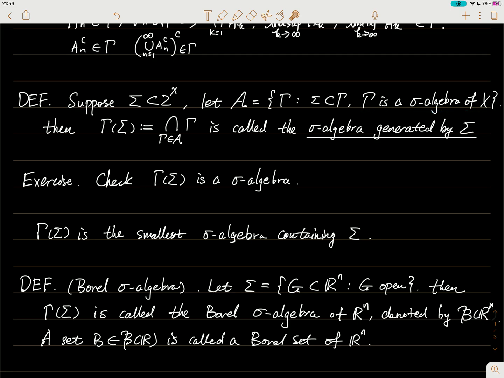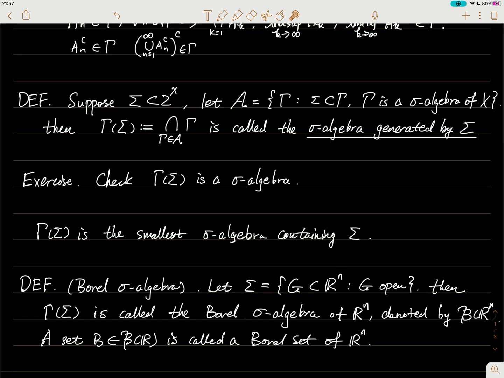Okay, so now note that the sigma and the gamma are all families. They are all just a collection of subsets of X. But this gamma contains sigma, and the gamma itself is a sigma algebra. So A contains all the sigma algebras that contain the sigma. Since A contains all those sigma algebras, I can take an intersection of all those sigma algebras. So I take the intersection of all the sigma algebras in A, and the set I get is called the sigma algebra generated by sigma.